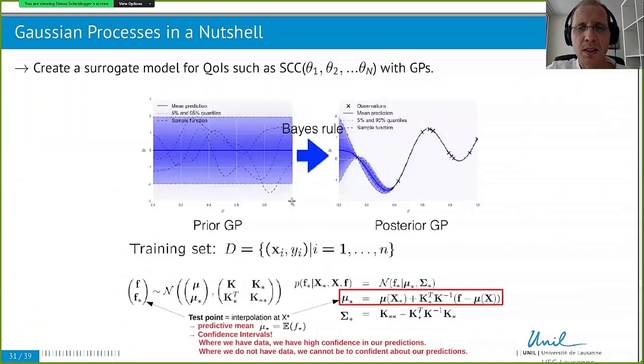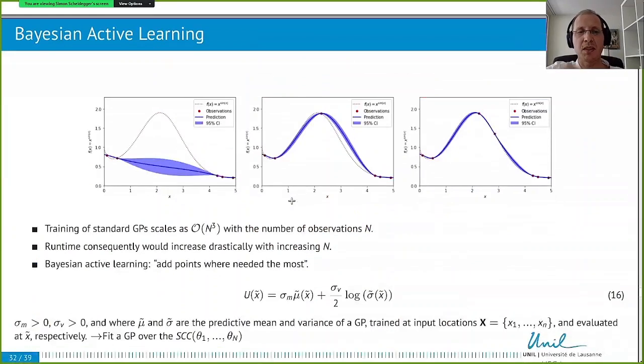Now, how do we do that? Given our solution of the optimal policies, we query the domain for a variety of parameters. We compute the social cost of carbon. Then we fit a Gaussian process over those, and we don't just sample randomly because that would be inefficient, but we use Bayesian active learning to do so.